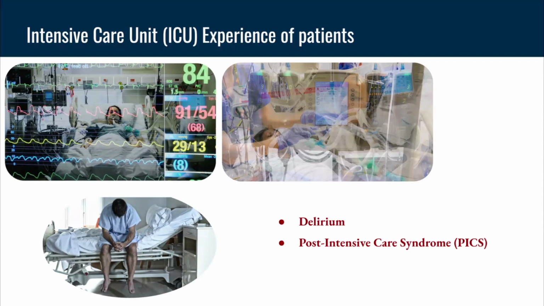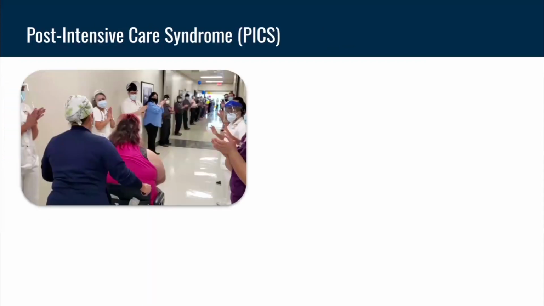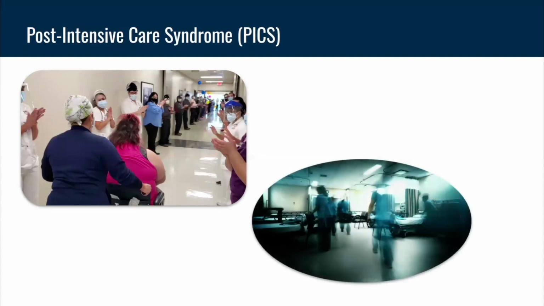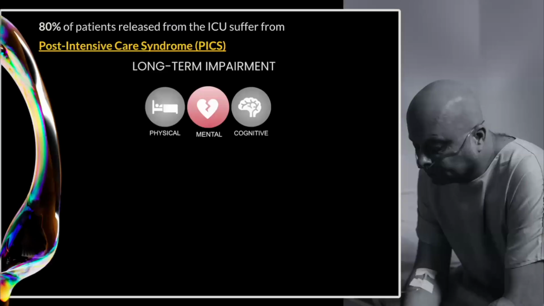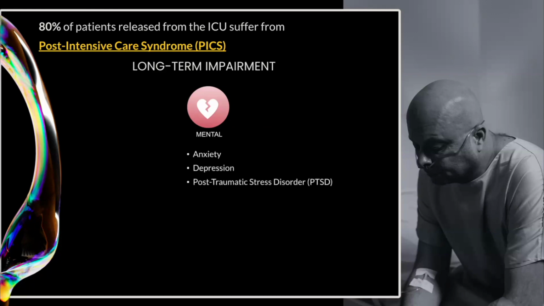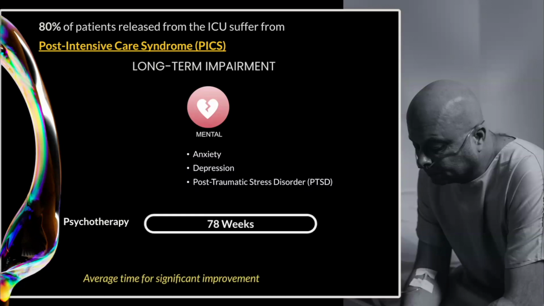So I will focus on PICS, or post-intensive care syndrome, particularly a situation where patients find themselves after being discharged from an ICU. Research indicates that 80% of patients released from ICU suffer from this diagnosable condition called PICS. And this leaves a long-term impairment, which could last up to 5 years or more, on their physical, mental, and cognitive abilities. Particularly, the mental health toll could be characterized as anxiety, depression, even PTSD. And there was no formal intervention for PICS until a few years ago. So patients are usually advised to follow psychotherapy, which could, on average, take almost 78 weeks, not to recover, but to start seeing significant improvements.